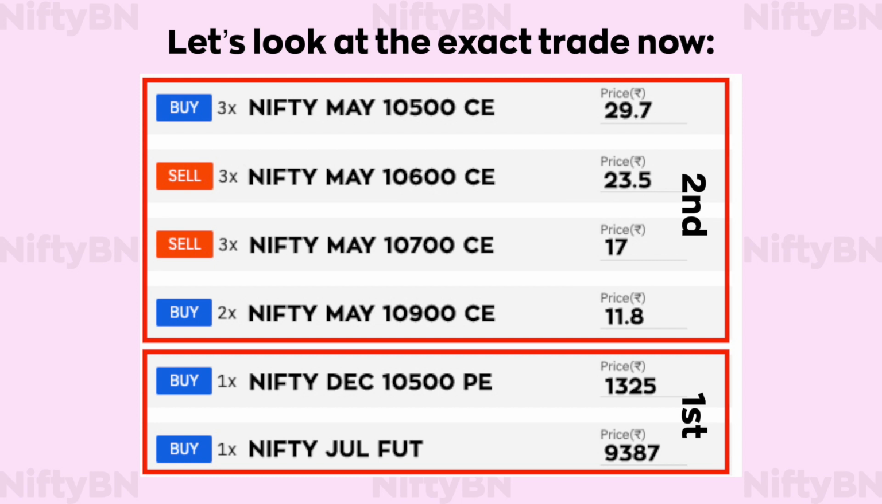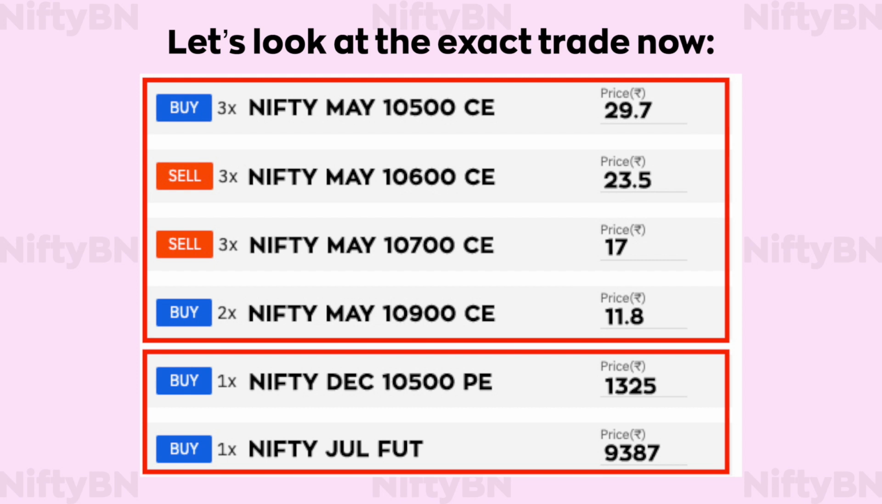There are two legs in the trade. First leg, buy Nifty July futures at 93.87 and buy Nifty December 10,500 put at 13.25. Second leg, buy 3 lots of Nifty May 10,500 call at 29.7. Sell 3 lots of Nifty May 10,600 call at 23.5. Sell 3 lots of Nifty May 10,700 call at 17. Buy 2 lots of Nifty May 10,900 call at 11.8.